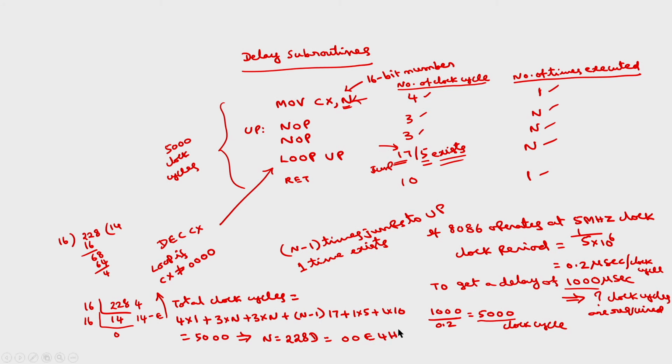By simply replacing this n with 00E4H, this will give the delay of approximately 1000 microseconds. If I change this value, the delay amount also will change. So, like that we can generate any delays.